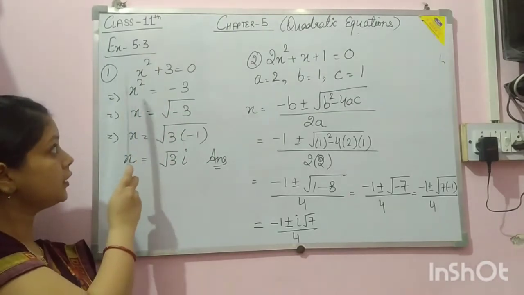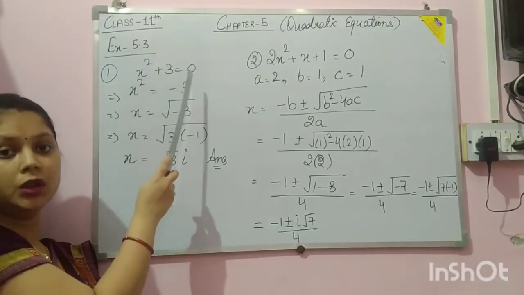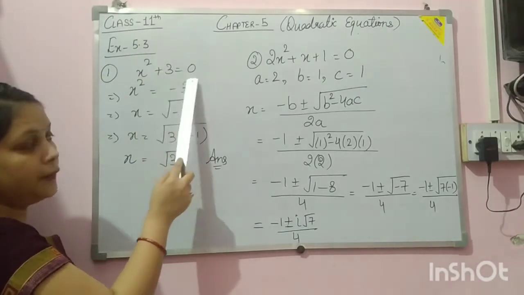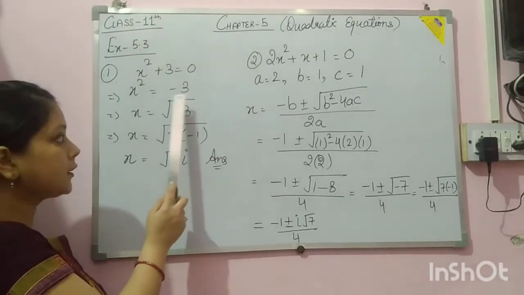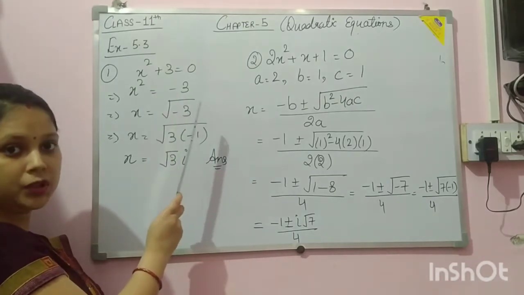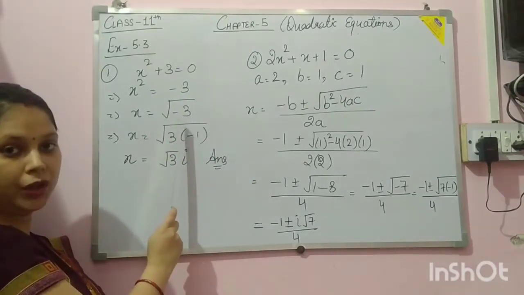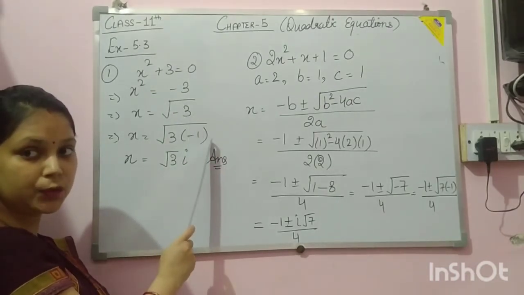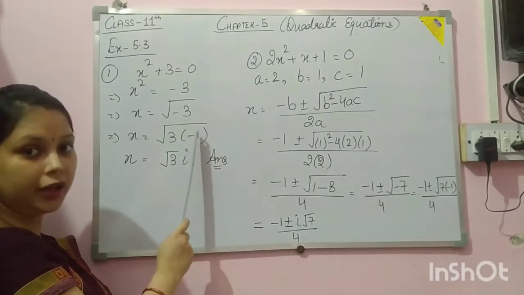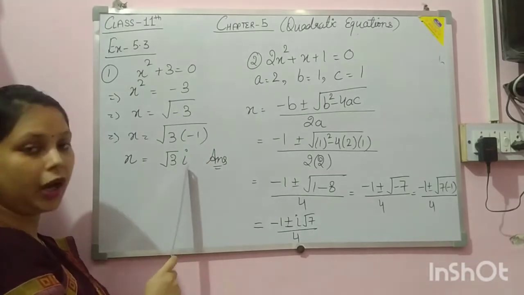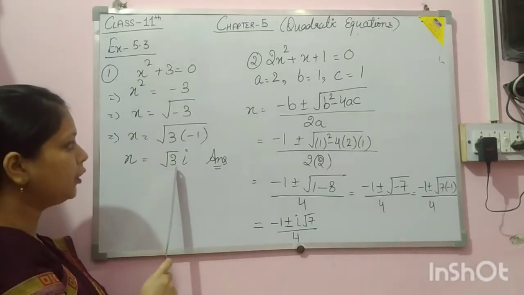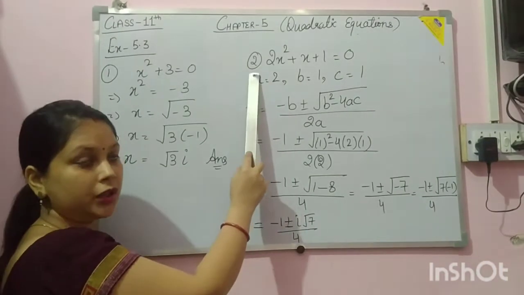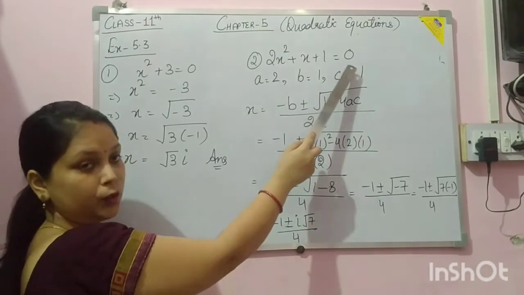So your first question is x square plus 3 equal to 0. So x square will be minus 3 because this positive will become negative after going to RHS. Now taking square root on both sides, you will get x is equals to under root minus 3. Now you can write this minus 3 as 3 into minus 1, and as you know that under root minus 1 is your iota. So x will be under root 3 iota. Clear? Similarly, your next question is 2x square plus x plus 1 equals to 0.